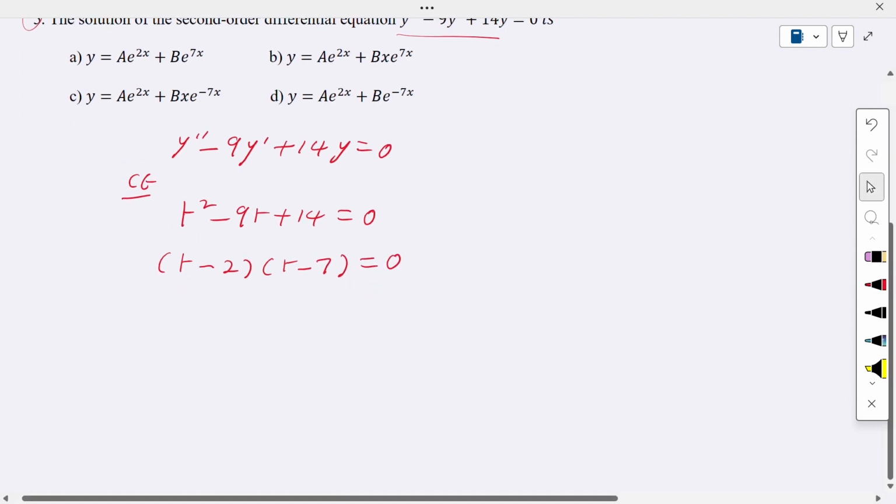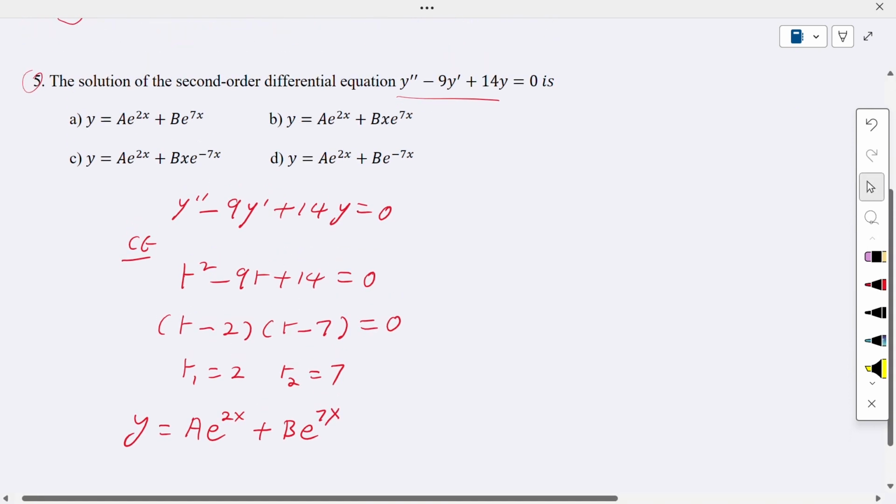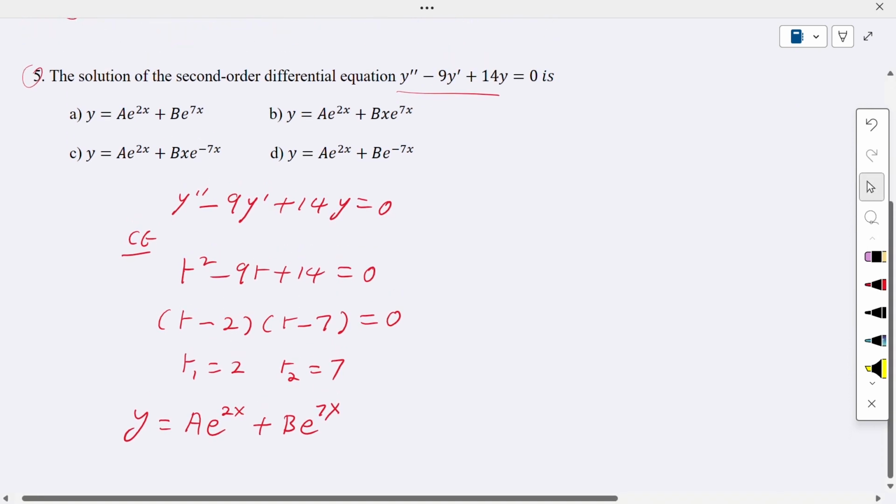So we have two distinct roots. Okay, r1 equal to 2 and r2 is equal to 7. So our solution for this is a e^(2x) + b e^(7x). So I'll refer to the answers here, which is equivalent to answer A.